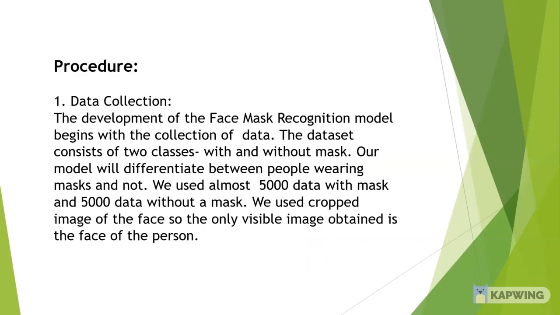So now our first step of the procedure part is data collection. We built our face mask recognition model with a dataset that has two types of class, such as with mask and without mask. We used 5,000 images of masked people and another 5,000 without masks. We applied image processing to find out people's faces from the images, then applied our transfer learning model.